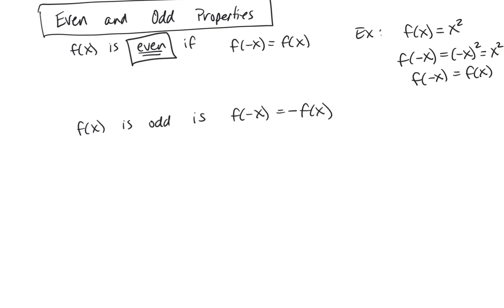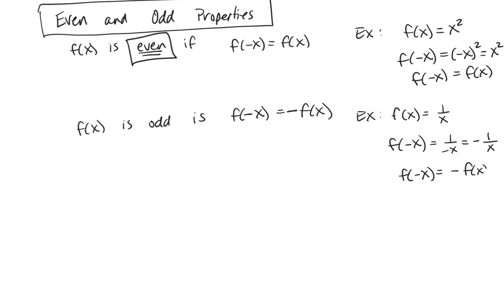An odd function is where if you plug in a negative, you don't get the same thing, you get the opposite of what you started with. For example, our function f of x equals 1 over x is odd, because if I put in a negative x, I get 1 over negative x, which is the opposite of what I started with. It's a negative 1 over x. So f of negative x is the opposite of the original function. So that would be an odd function.